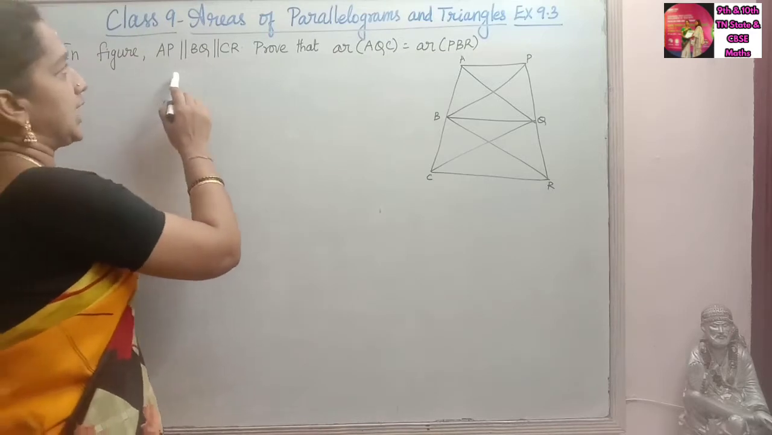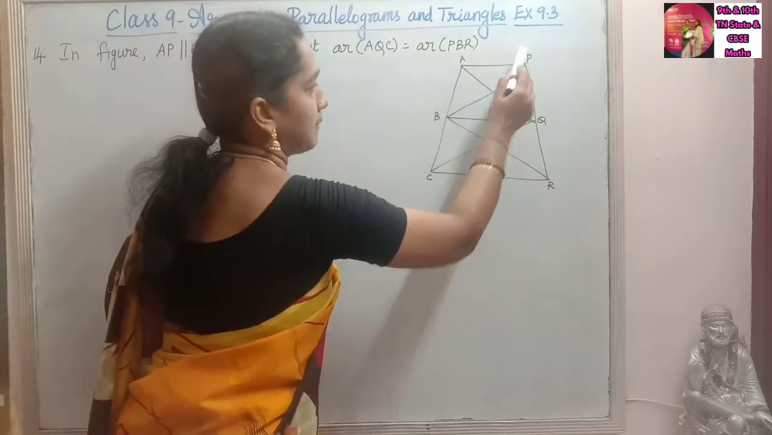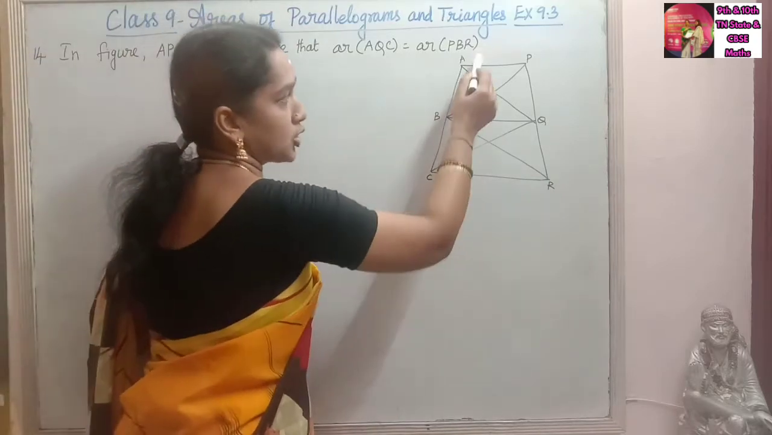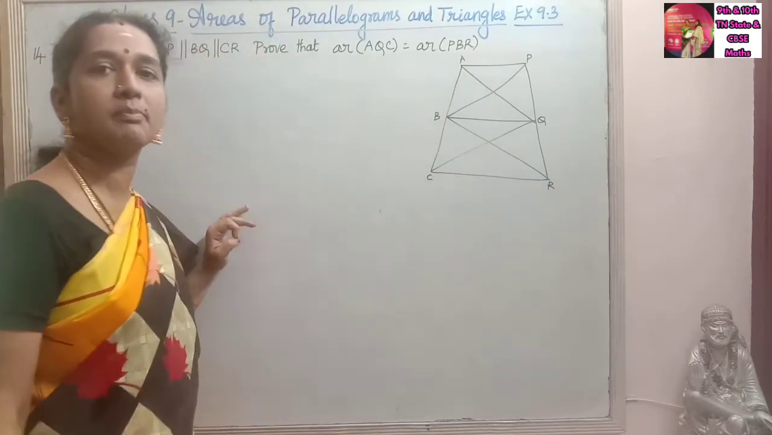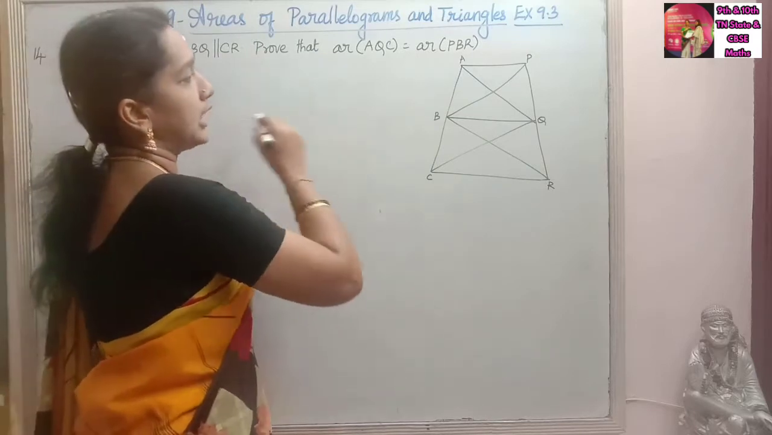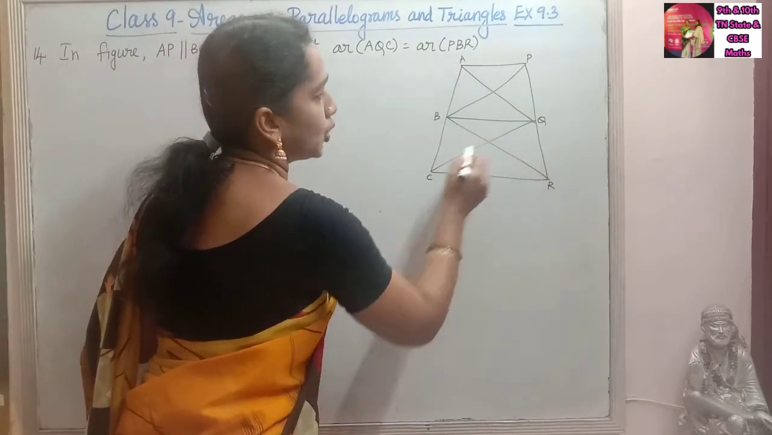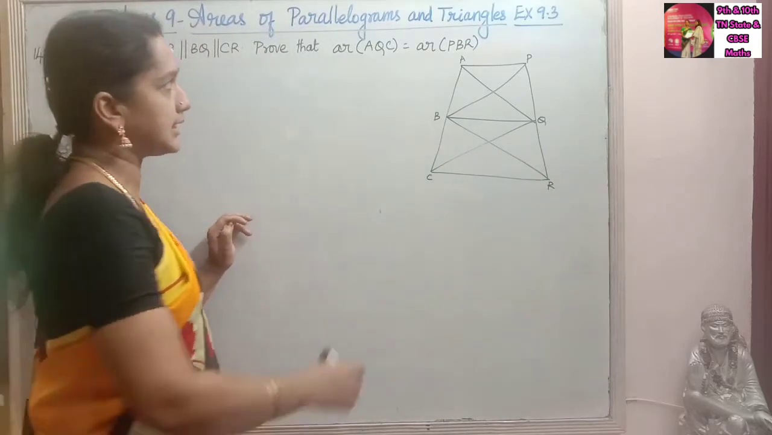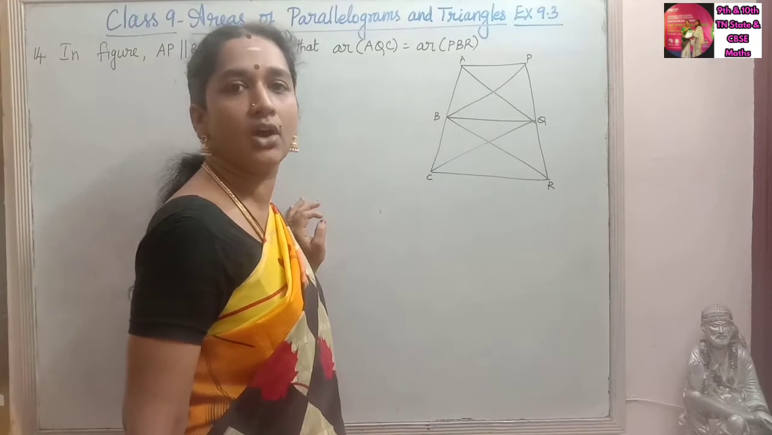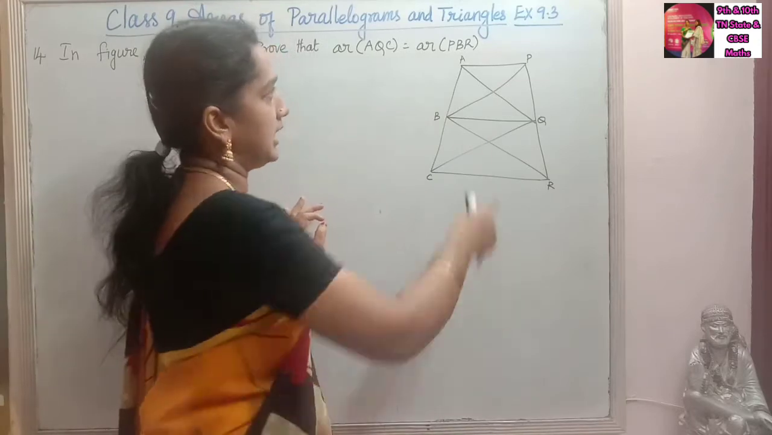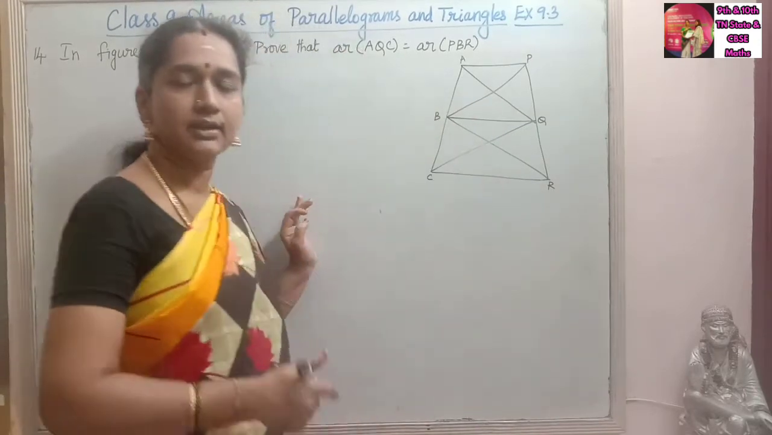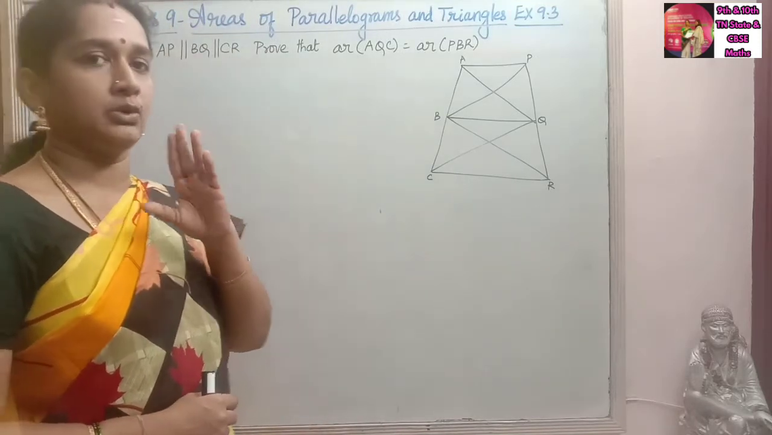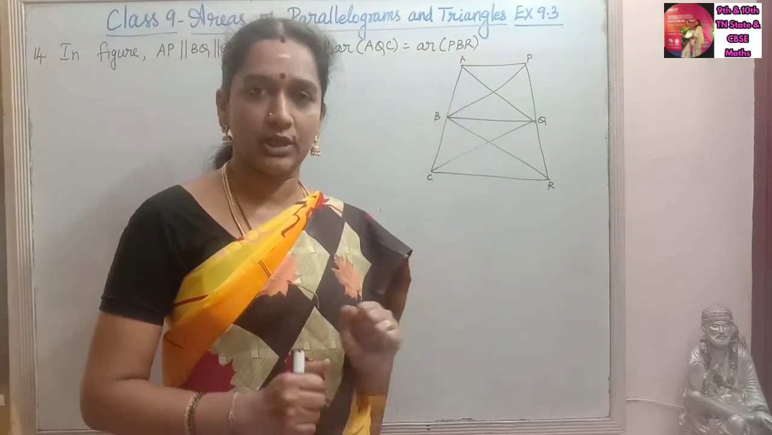So in the figure, AP is parallel to BQ and parallel to CR. So all three lines are parallel to each other. Prove that area of triangle AQC is equal to area of PBR. So these two areas are equal. We need to prove this. The only thing given is they are parallel to each other.